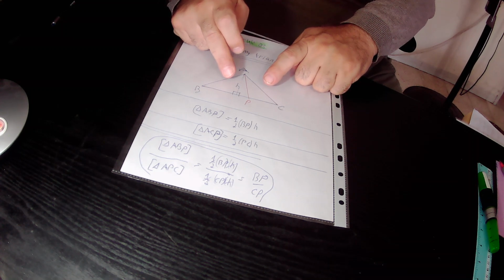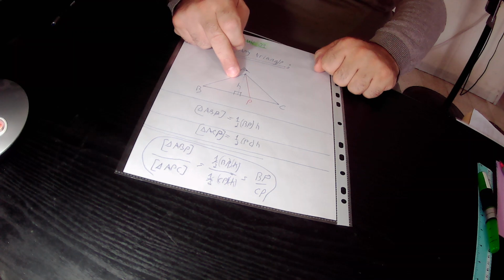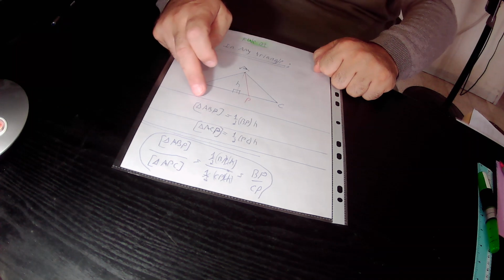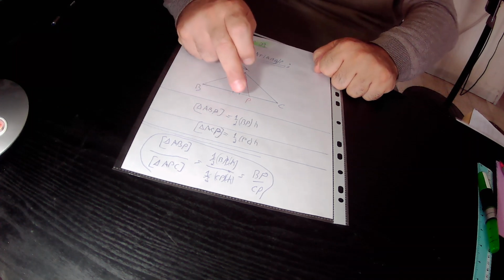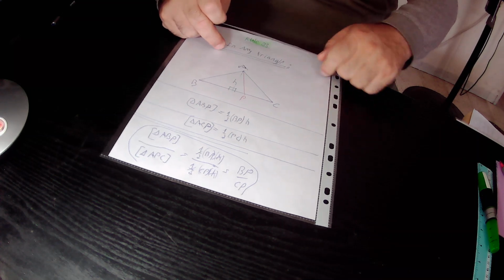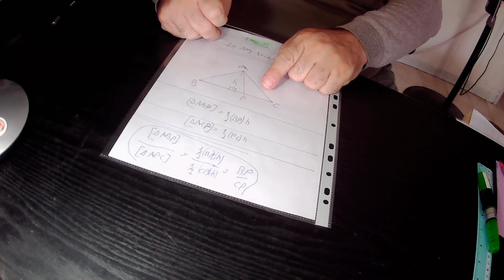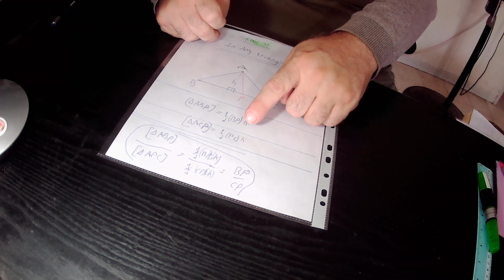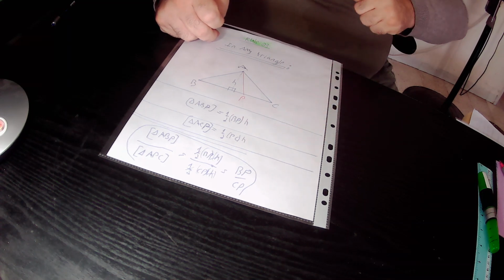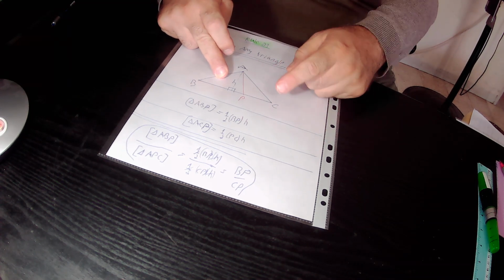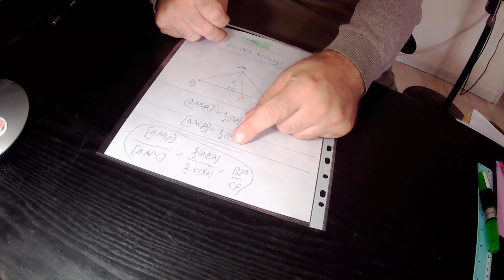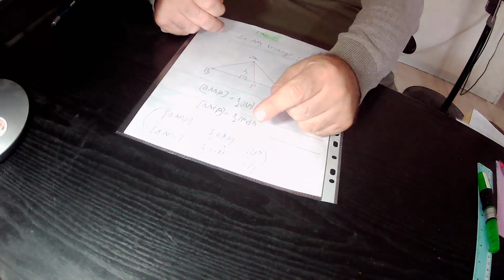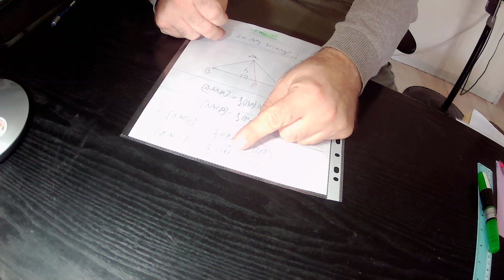The area of triangle ABP is the base BP times the height over 2. Repeat again, the area of triangle ABP is equal to the base BP times the height over 2. Likewise, the area of triangle APC is equal to the base PC times the height over 2, since they have the same height. The ratio between the areas of those two triangles is of course equal to the ratio between those two expressions.